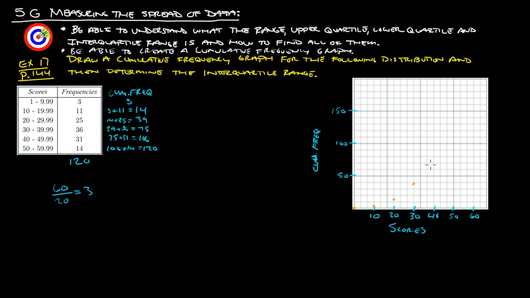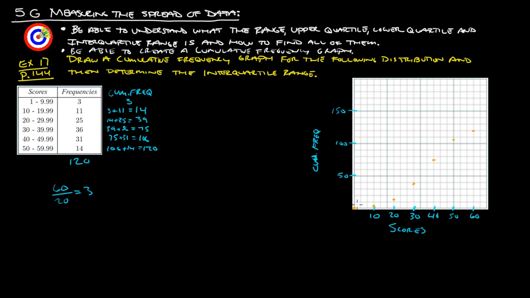At 40 we're up to 75. So that's about right there. At 50, we're at 106. So that's that one there. And then at 60, we're at 120. So there's 100 and, oops, wrong spot. There we go. There's our 120. Okay.